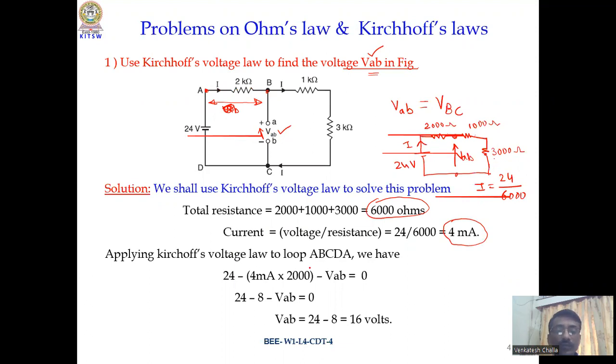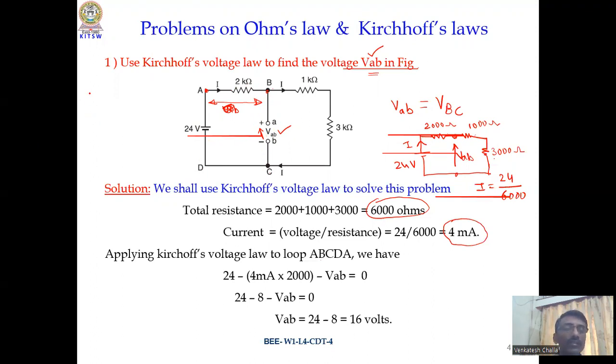So if you see here in the loop A B C D A, in this path, this voltage I want. This voltage is nothing but what? You can apply KVL now. If from here to here I move, it is voltage rise 24. Here there is voltage drop, so I into 2 kilo ohms is the voltage here. Current into resistance is voltage. And what is this voltage? This voltage is nothing but VAB.